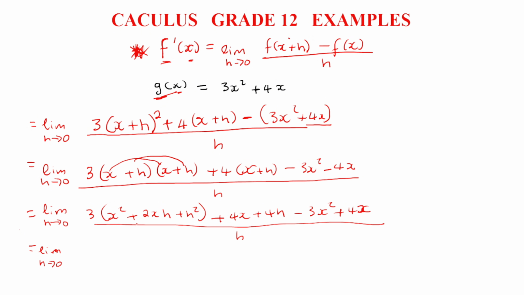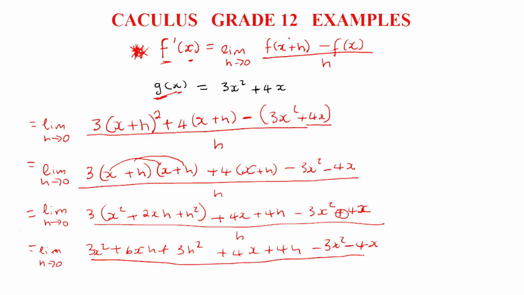when h is approaching 0, you're going to multiply out by 3. You're going to have 3x squared, plus 6xh, plus 3h squared, plus 4x plus 4h, minus. Here I made a mistake, guys. It is very easy for one to make a mistake. Here we multiplied by a negative, therefore this is 3x squared minus 4x. This is supposed to be minus 4x. Please correct it. Divided by h.